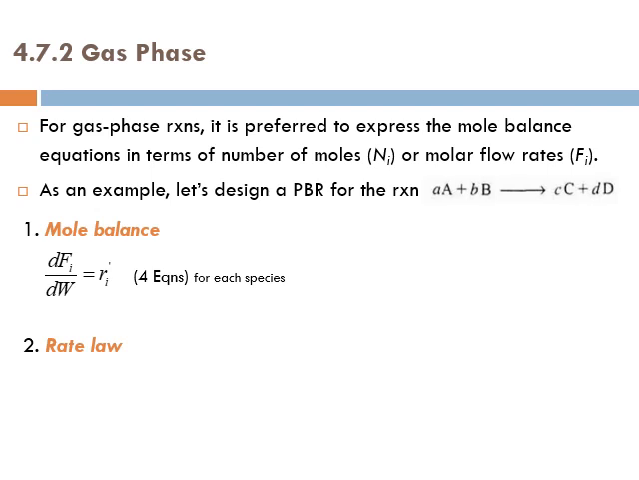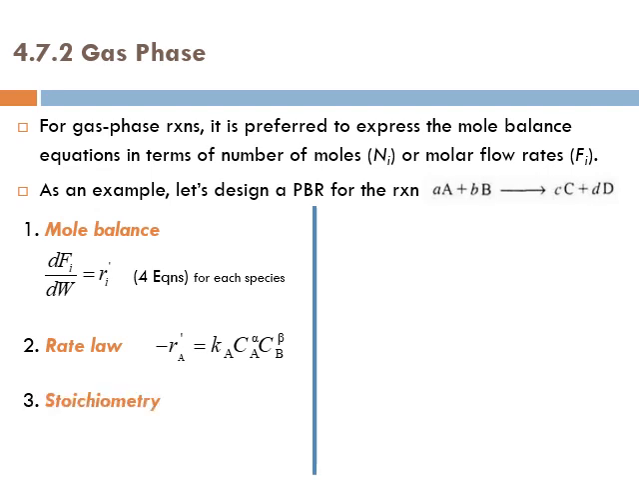Next comes the rate law. How many rate laws are you going to write? Obviously 1. You have 1 reaction, 1 rate law. So let's assume this is the rate law. Then we go to stoichiometry. In the stoichiometry, you'll need to provide a lot of information.